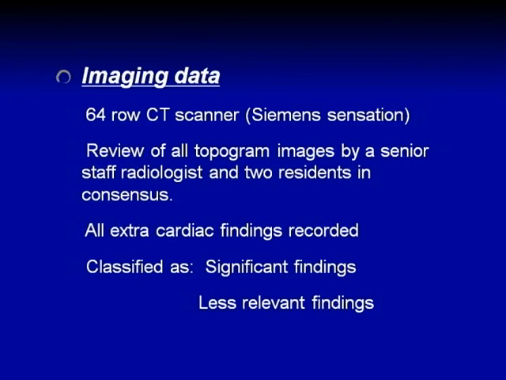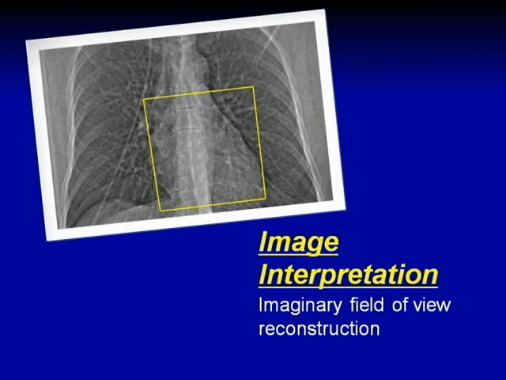We noted all the extracardiac findings, and then went ahead and classified our data into significant findings and the less relevant findings. So to interpret the images, all the reviewers created an imaginary field of view here. They marked from the level of carina to the base of the heart, and also the lateralmost aspects of the cardiac contours. Any of the findings which were found outside this realm of imaginary field were considered as extracardiac findings.